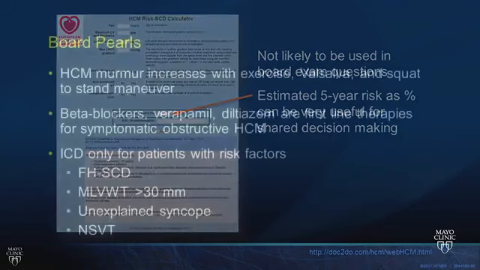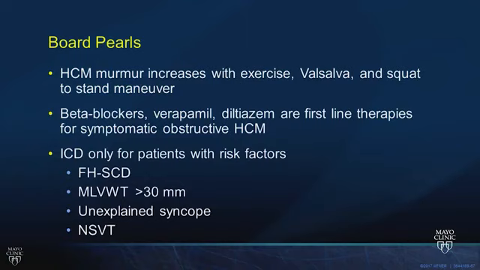You rarely find conflict. So to wrap up this didactic portion of the talk, remember that the HCM gradient, murmur, and symptoms are present with exercise, Valsalva or squat to stand maneuver. Beta blockers, verapamil or diltiazem are the first-line therapies for people with symptomatic obstructive HCM. And we use ICDs only for patients with family history of sudden cardiac death, massive hypertrophy, scary faints, and non-sustained ventricular tachycardia. Thank you very much.